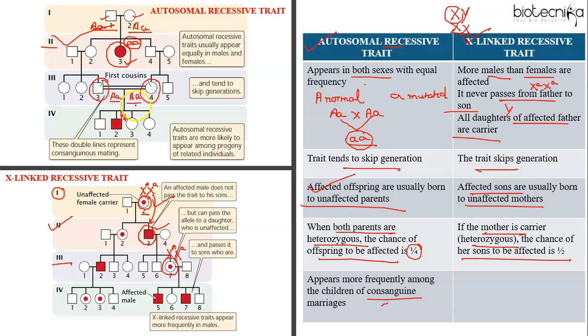So if the parents have this heterozygous condition, 1/4 of their children are expected to have the recessive trait. And a number of human metabolic diseases are inherited as autosomal recessive trait. One of them is Tay-Sachs disease, whereas an example of X-linked recessive trait in humans is hemophilia.